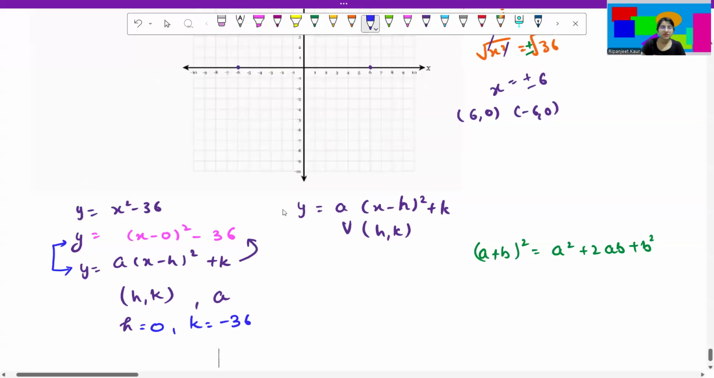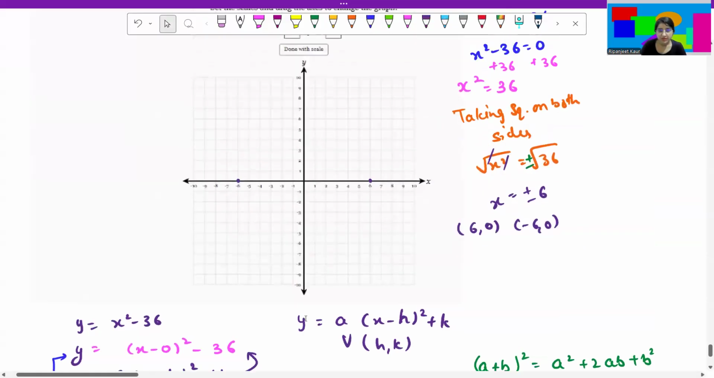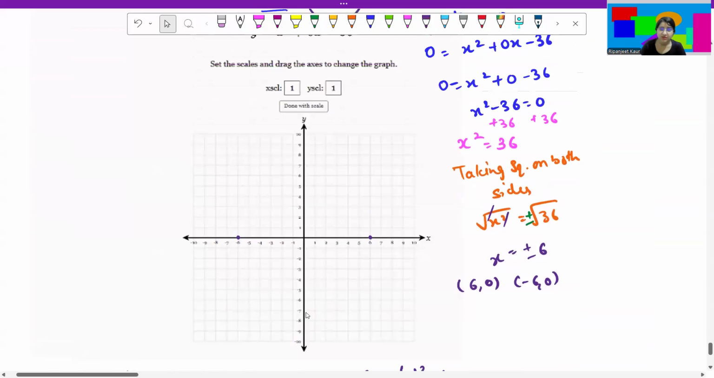So we got the values. H is 0, that is, x is 0. K is negative 36. Oh, 36 is not even here. See, that's why the scale was given. X is scale, Y is scale, so that we can make it however we want.